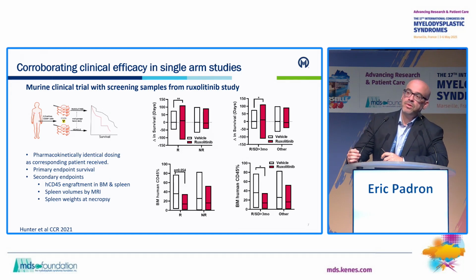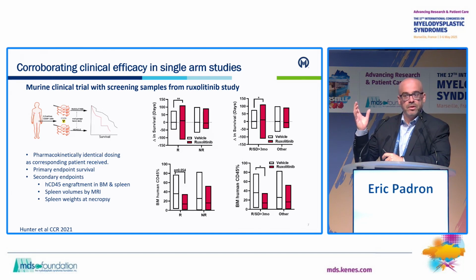So this is a study we did to corroborate the clinical efficacy as part of our clinical trial testing ruxolitinib, a JAK1/2 inhibitor in CMML. And what we did is we took the screening bone marrow samples and we xenografted 2 million bone marrow mononuclear cells into at least 6 mice and randomized those mice to receive pharmacokinetically equivalent doses of ruxolitinib or vehicle. So we were able to randomize these mice here. And then we compared overall survival engraftment in a variety of ways.